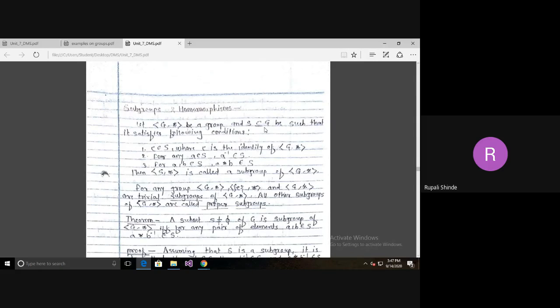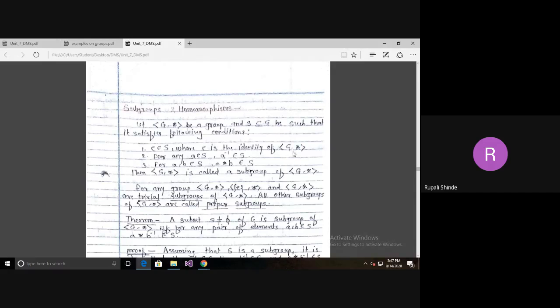And again, the second point is that whatever properties G is satisfying, all those properties should be satisfied by S. So the first important condition, S should be a subset of G, and the second condition, all the properties of G should be satisfied by S. Now what are those properties? First property is for an identity element. So there should be an identity element E that belongs to S, where E is an identity element of G star.